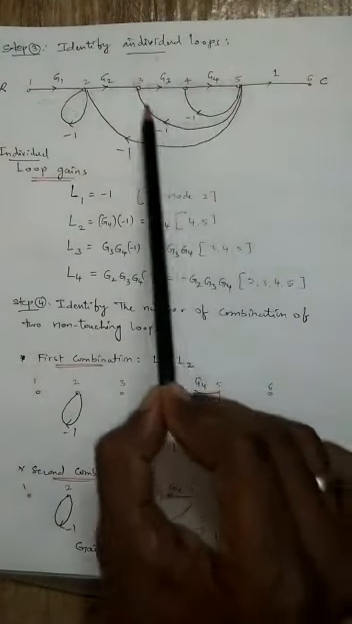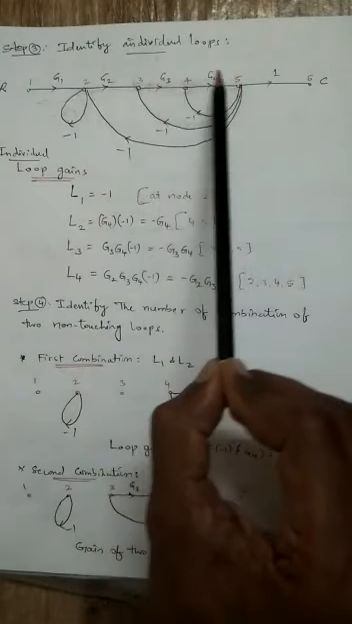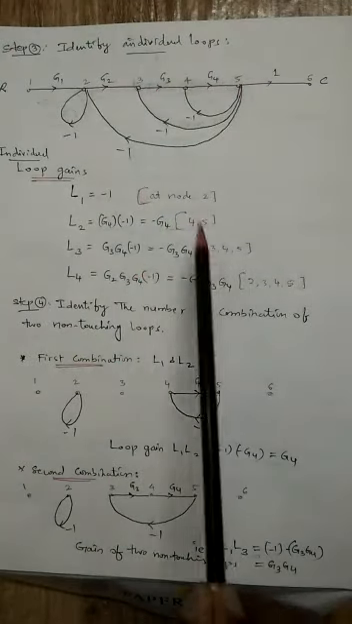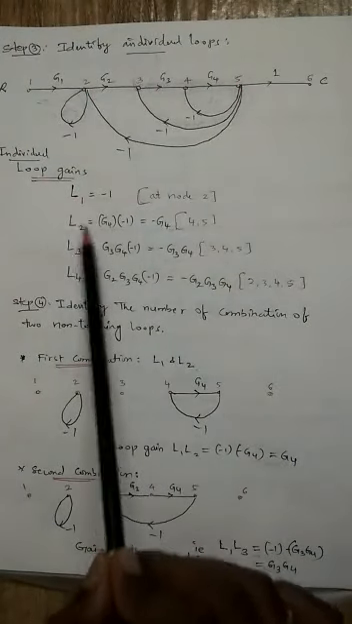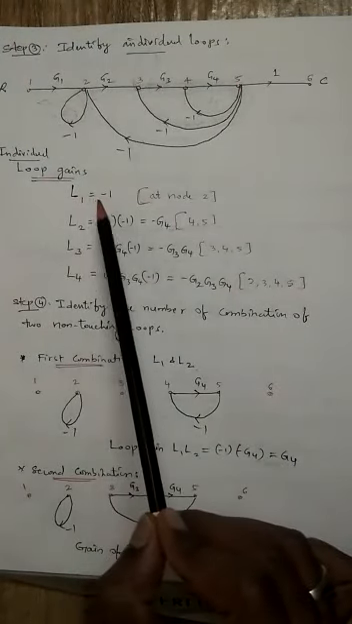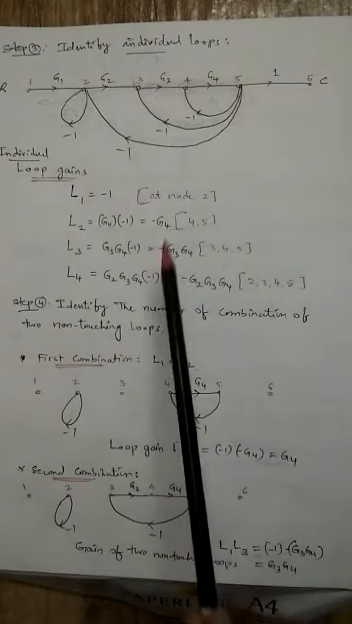Again, loop gain of loop 3. G3, G4 minus 1. Multiply. Loop gain of loop 4. So where L1, L2, L3, L4 represents loop gain of individual loops.